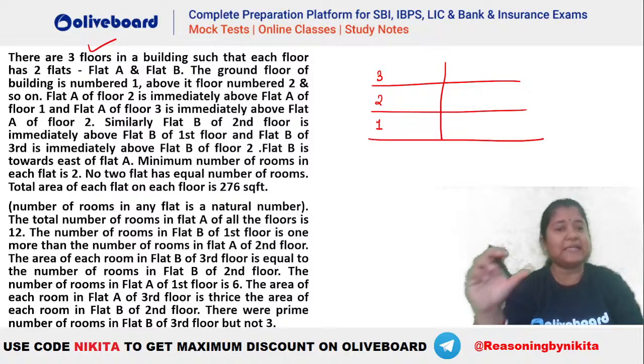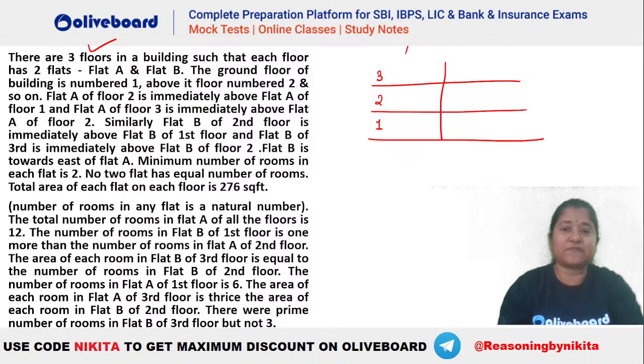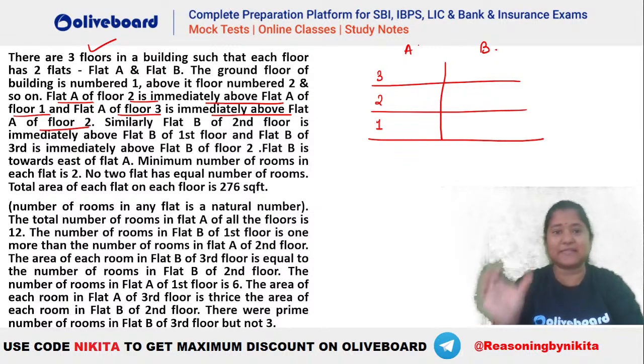You can see that there are three different floors here, and every floor has two flats. This is your flat A, and this is your flat B. Now it is given that all the flats are one above another. So flat A of floor 2 is immediately above flat A of floor 1, and similarly flat A of floor 3 is immediately above flat A of floor 2. So they are in the same column. Similarly, it is given flat B is towards the east of A. That means flat B is the right one and flat A is the left one here.